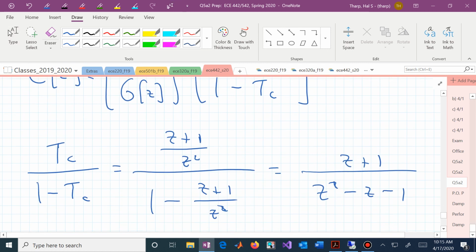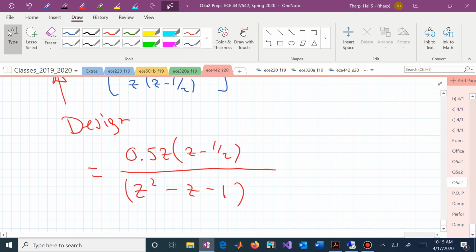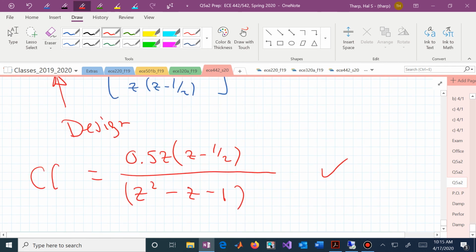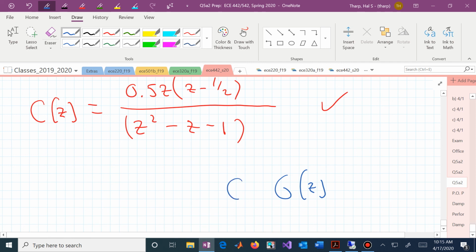That's now how you can determine your controller transfer function given a g of z and a t sub c of z. What you want to check afterward in your real process, here you're done, is that in c of z's expression, when you compare it to g of z, you do not want the product of c of z and g of z to have any unstable pole zero cancellations. That's the no-no.